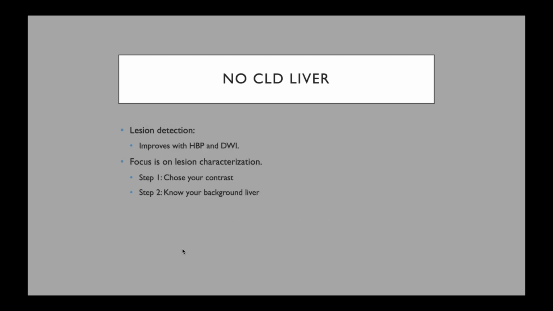So if we move on to patients who have no known chronic liver disease, we know that lesion detection improves with MR using hepatobiliary phase and DWI. Lesion detection improves with good quality CT and good quality ultrasound. So really we're going to focus on characterization. So again, with step 1, choose your contrast. Step 2, know your background liver.